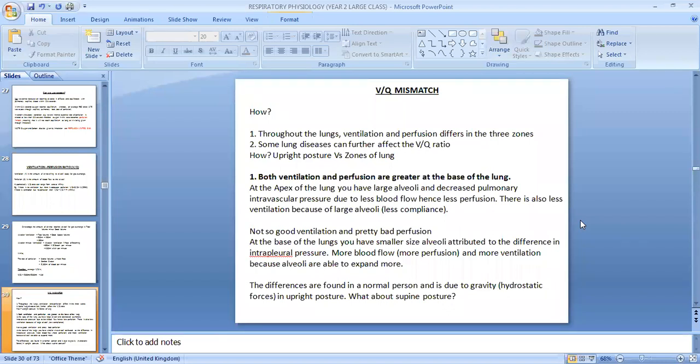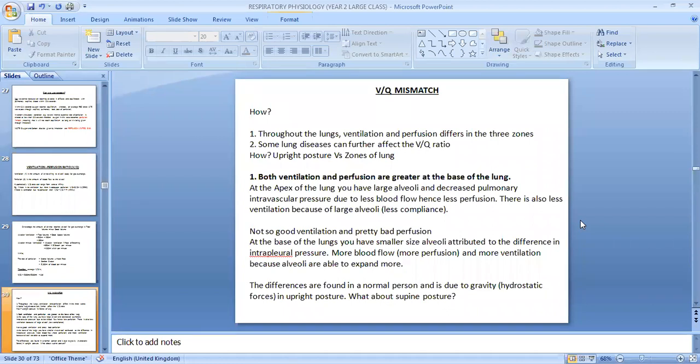At the base of the lungs, you have smaller size alveoli attributed to the difference in interpleural pressure, and you have more blood flowing, therefore more perfusion and more ventilation because alveoli are able to expand more.